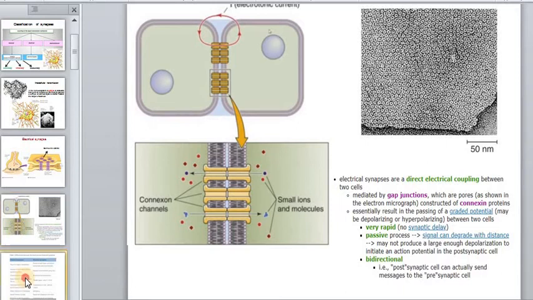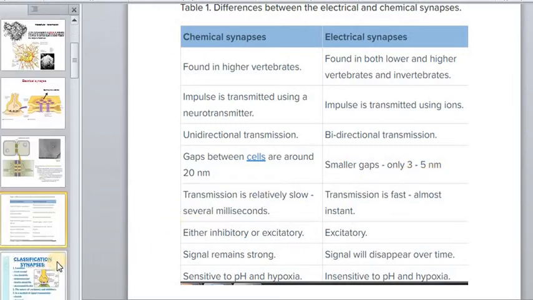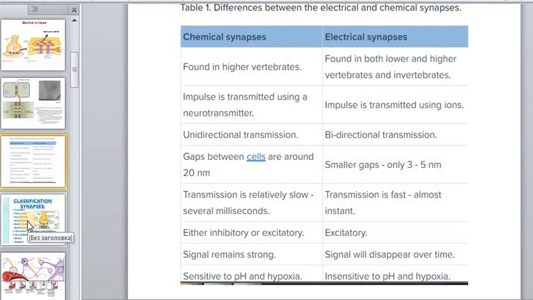The difference between synapses is on this slide in a table. You see the difference between electrical and chemical synapses. You can find all these differences, especially in the gaps between the cells. In a chemical synapse it is about 20 nanometers, and in the smaller gaps only 3-5 nanometers. It's very, very close contact.